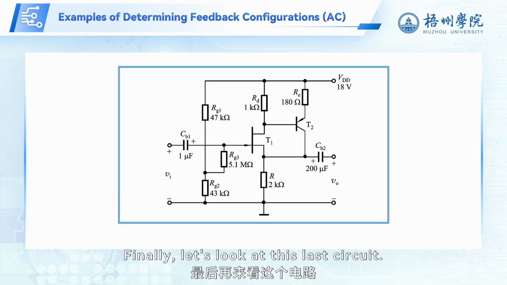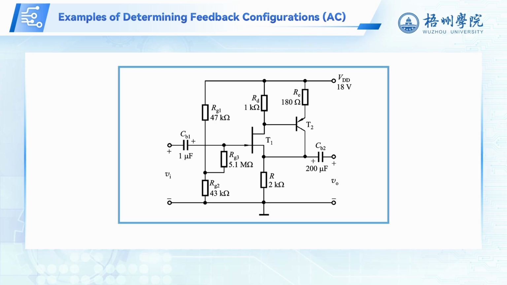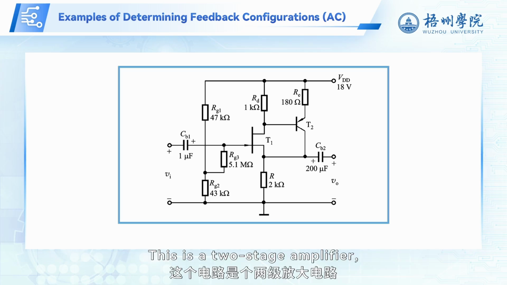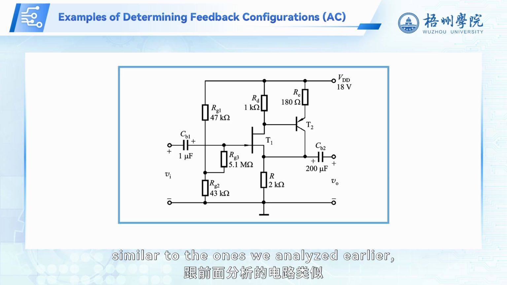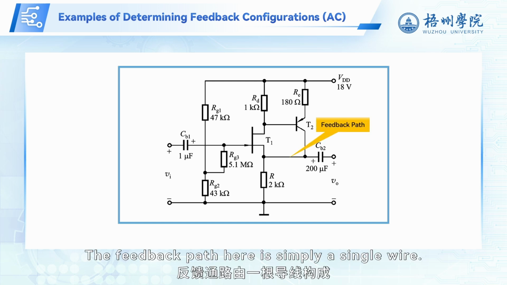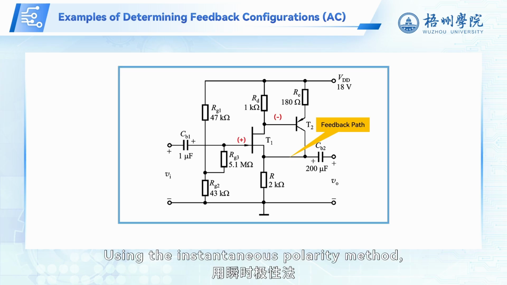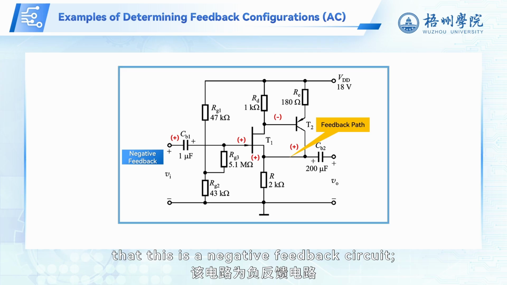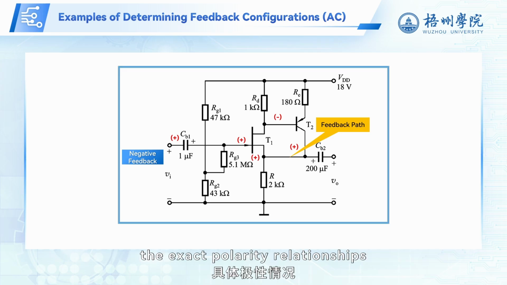Finally, let's look at this last circuit. This is a two-stage amplifier, similar to the ones we analyzed earlier, and it also uses interstage feedback. The feedback path here is simply a single wire. Using the instantaneous polarity method, it's easy to confirm that this is a negative feedback circuit. The exact polarity relationships are shown in the diagram.